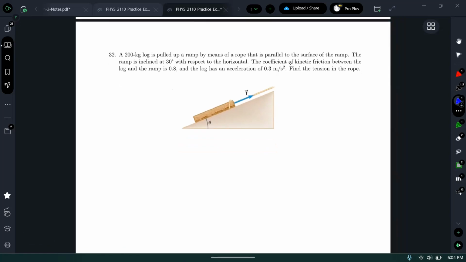So again, if I were not given this picture, as soon as I started reading the problem, I would draw it. So if I did not have the picture, I would see I've got a log being pulled up a ramp. And so even just from seeing that much, my picture would already look almost like what's given. Log being pulled up a ramp. Then I read that it's a rope. I add a rope in. So I'm drawing my picture as I read the problem.